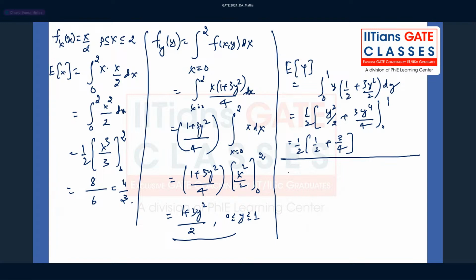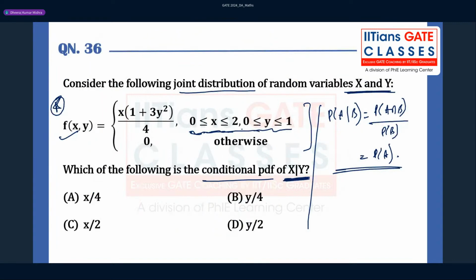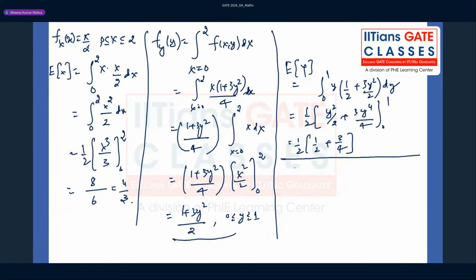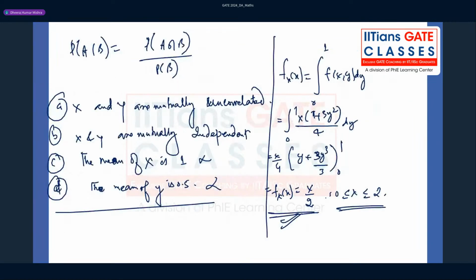What we can do here is, they have given this joint distribution, that is x into 1 plus 3y squared by 4. We must get this if we take the product of the individual marginal density functions. You know that f(x,y) should be equal to f(x) times f(y) if they are going to be independent. So let us see what this is. This is nothing but x by 2.